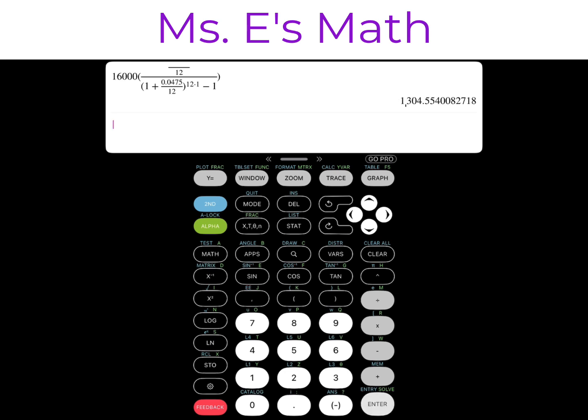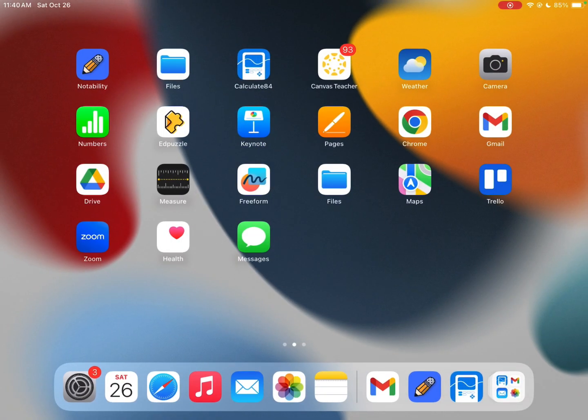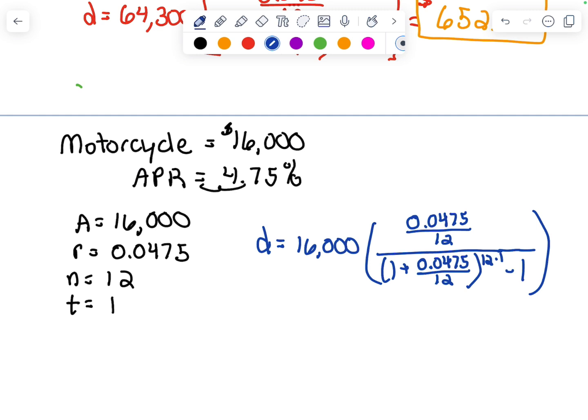And then we calculate that, and we figure out that if we can save $1,304.55 every month for a year, we could buy this motorcycle outright, and we wouldn't be in debt. We wouldn't have to have a loan or anything.